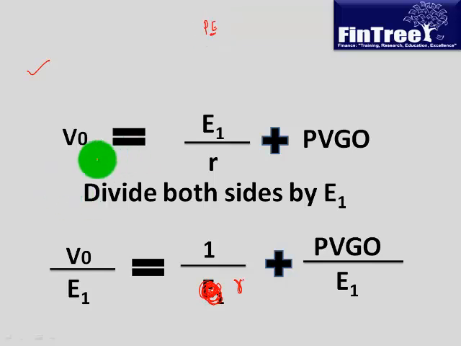Okay, first the derivation. This is your simple Gordon growth model. V0 equals E1 divided by R, plus PVGO. This was your PVGO extension. If you divide both sides by E1, V0 divided by E1, the market price over earnings, is a PE ratio. Typically this number is called the justified leading PE ratio. Why do we call this leading? Because we are using E1 in the denominator.